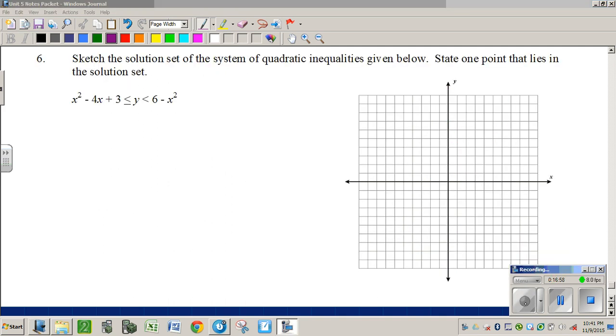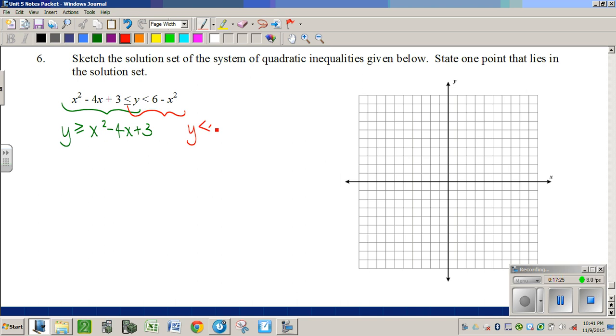Okay, for our last one here, I'm going to take what looks like one really big complicated quadratic inequality, and I'm going to split it up for you to help you out. So the first thing I'm going to do is split this up into y is greater than or equal to x squared minus 4x plus 3. And then the other one is y is less than negative x squared plus 6. Okay, so I took what looked like a complicated quadratic inequality and I split it up into two.